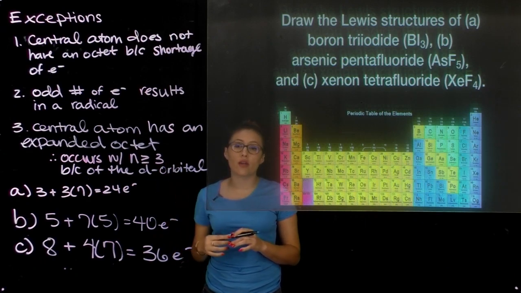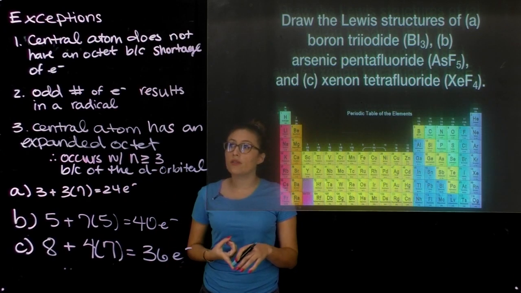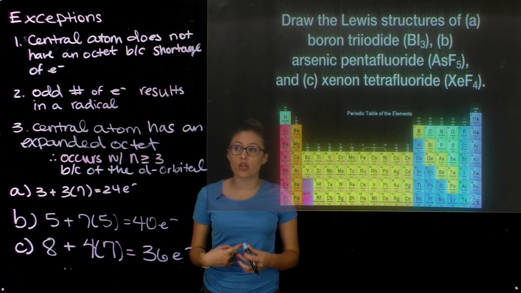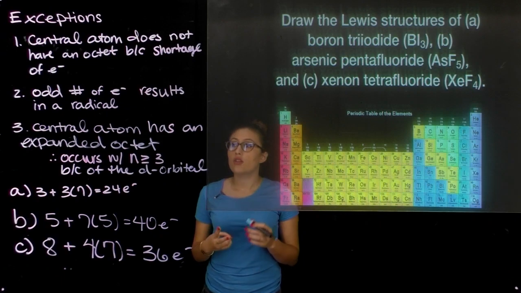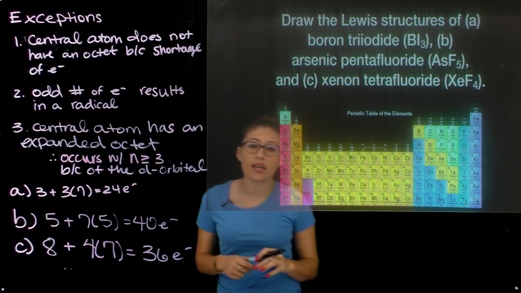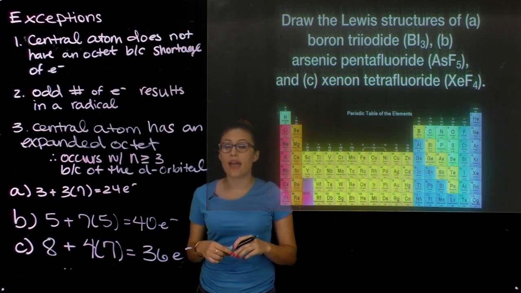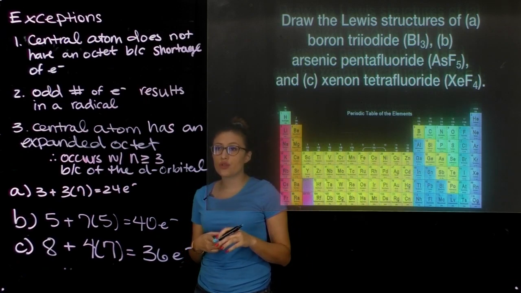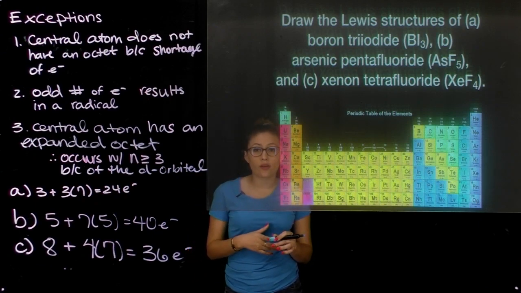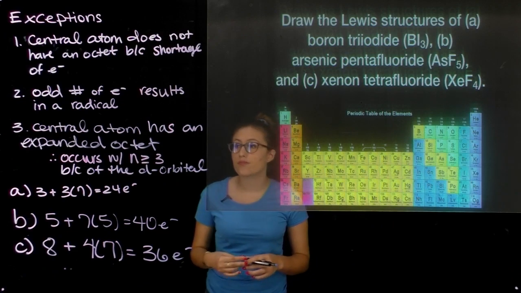The exceptions to the octet rule are as follows. 1, you can have a central atom that does not have an octet due to a shortage of electrons, and this typically happens with your group 2A and 3A atoms. 2, you can have an odd number of electrons, and this will result in a radical, which is just an unpaired electron.